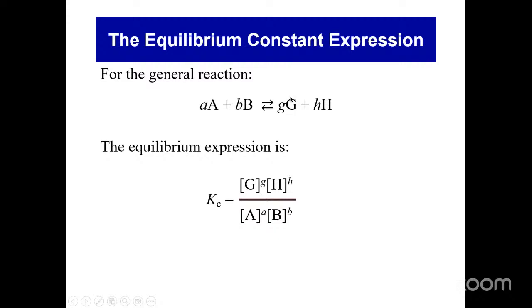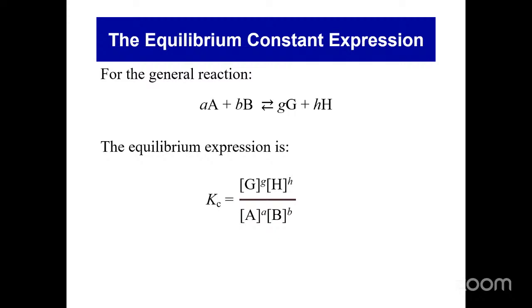the concentration of this product G is raised to the lowercase g, the concentration of this product H is raised to the lowercase h, divided by the concentration of A raised to the lowercase a, times the concentration of B raised to the lowercase b, all right? So that is basically a general expression for the equilibrium expression if you're given a balanced equation, which underscores again, as I've always said, the importance of balancing equations, right?